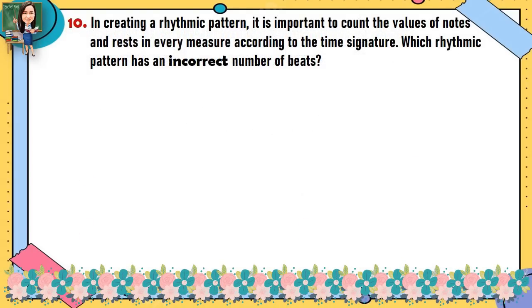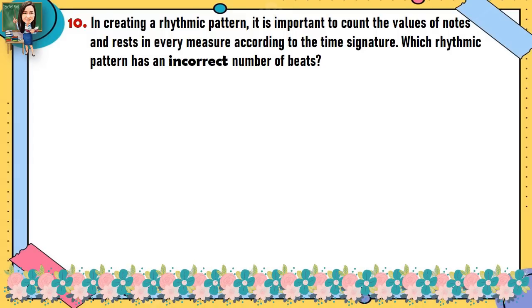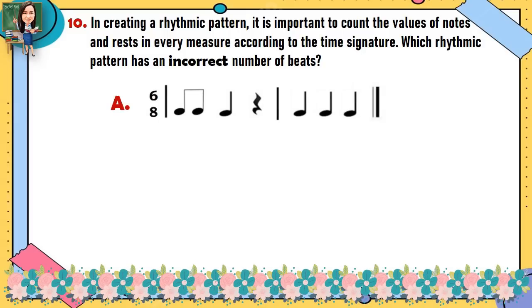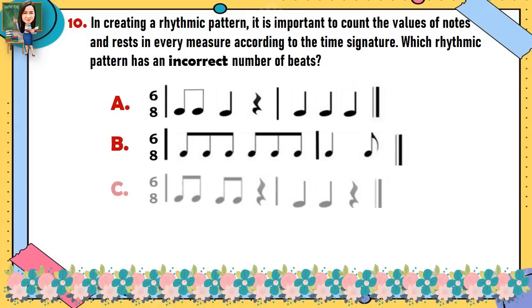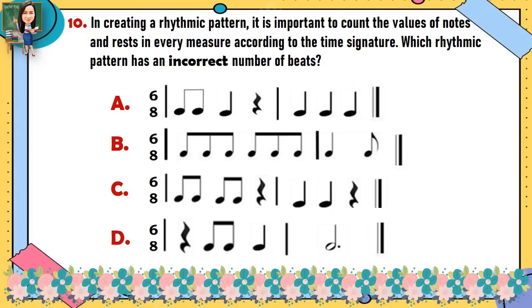And for number 10, in creating a rhythmic pattern, it is important to count the values of notes and rests in every measure according to the time signature. Which rhythmic pattern has an incorrect number of beats? A, B, C, or D? Very good. The correct answer is letter B.